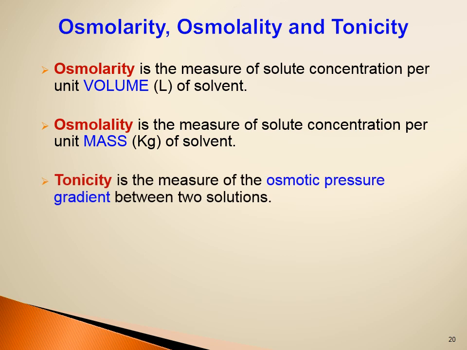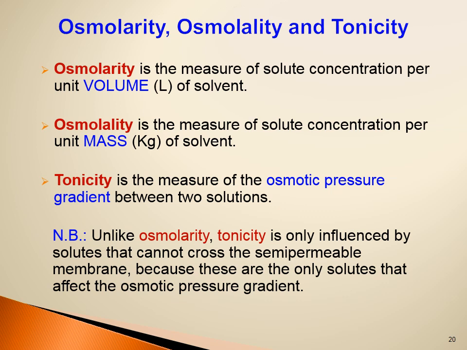Tonicity is the measure of osmotic pressure gradient between 2 solutions. As we saw in the U-shaped tube, we have 2 solutions, one pure water on the left side and one containing solute on the right side. So there is an osmotic pressure gradient between the 2 arms of the U-shaped tube.